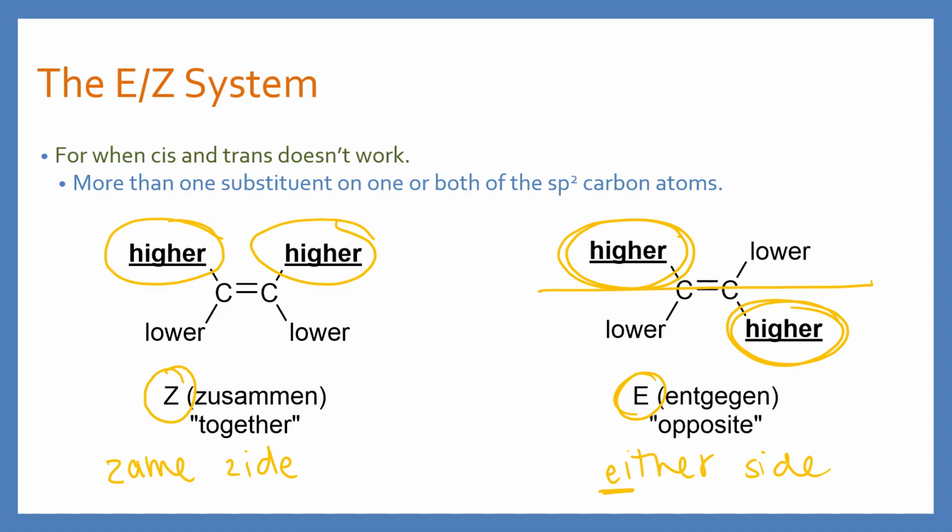So Z goes with cis. The high priorities are cis to each other. And then E goes with trans. The high priority items are trans to each other.